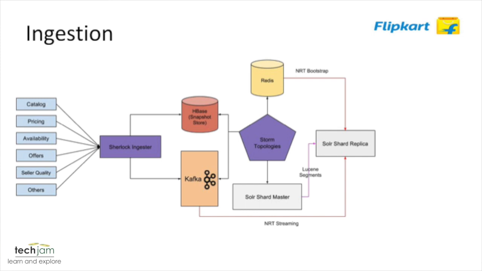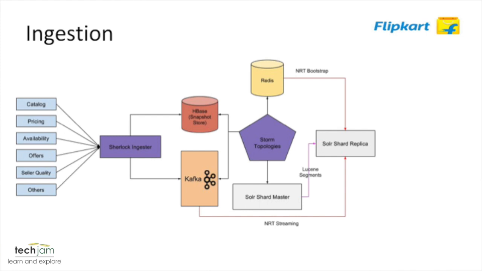So what this ingester does is it keeps listening to these updates, and whenever an update happens, it sends the update to a Kafka queue, and it also writes it to a persistent store in the form of an HBase. Why do we need that? Now remember, each of these systems gives me a snapshot. It says that for this listing, the price is now 530 rupees. It does not tell me what the delta was.